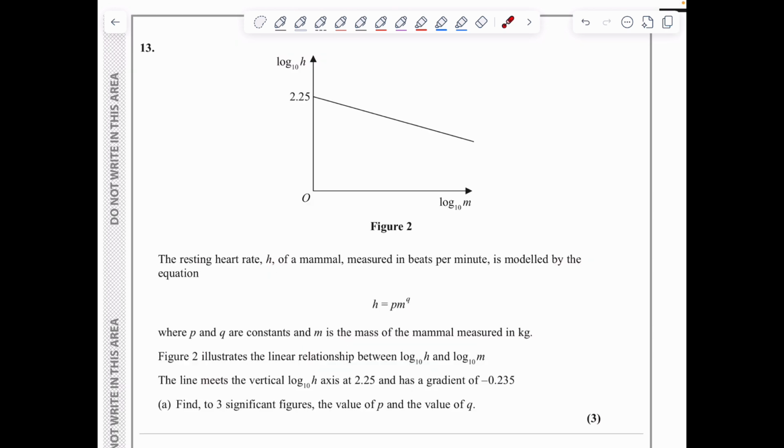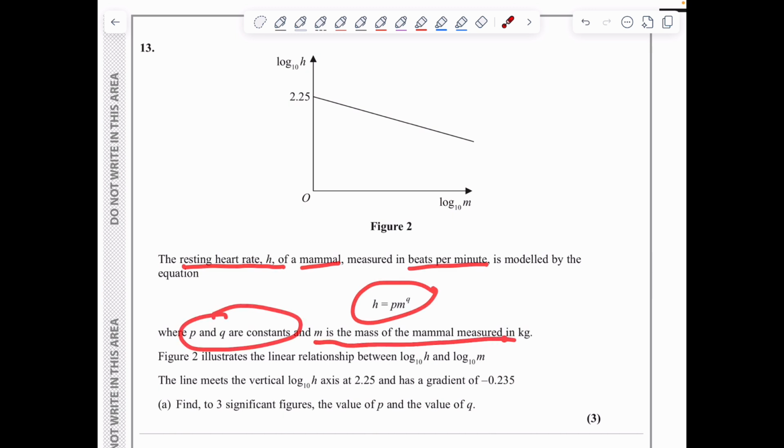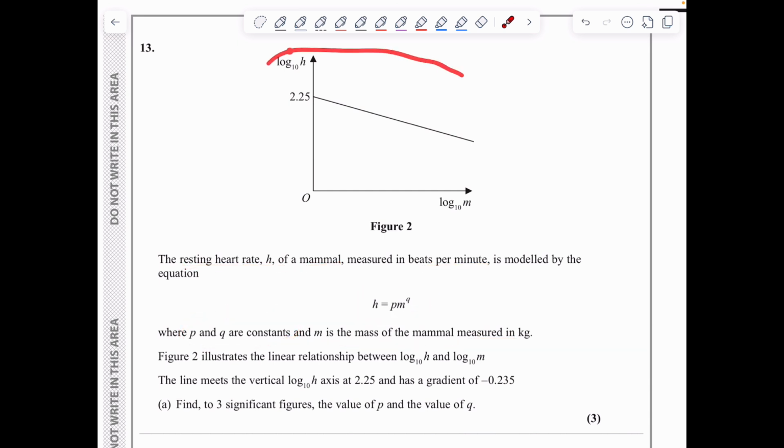In question 13, we've got the resting heart rate H of a mammal, measured in beats per minute, modeled through this equation here, where P and Q are constants and M is the mass of the mammal measured in kilograms. Now we've got a linear relationship illustrated here between log of H base 10 and log of M base 10. We can see that we are cutting the vertical axis at 2.25, and the gradient of this straight line is negative 0.235. And we need to determine, to three significant figures, the value of P and the value of Q.